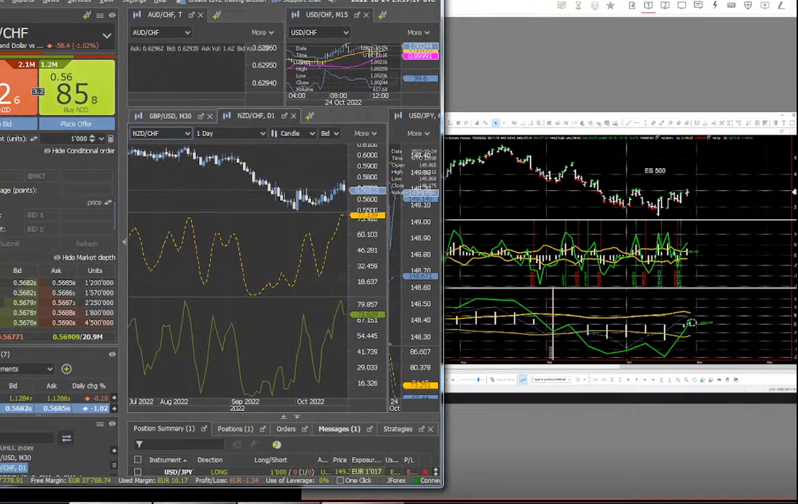MetaTrader 4.0. That's been around a long time. It's okay. It's just your average system. Nothing major.